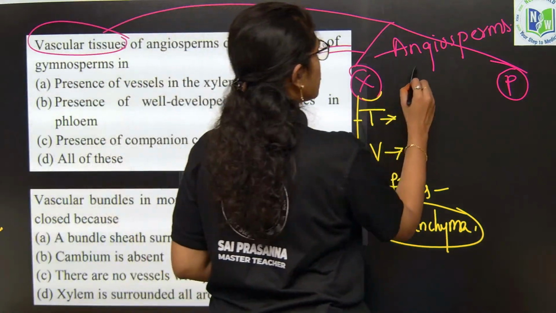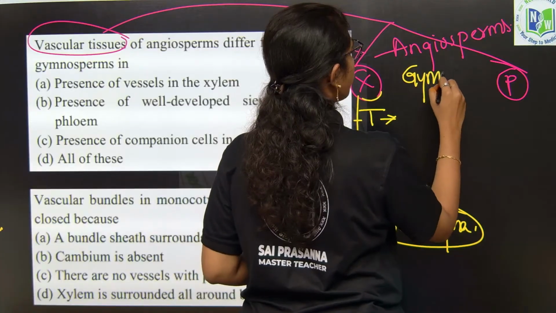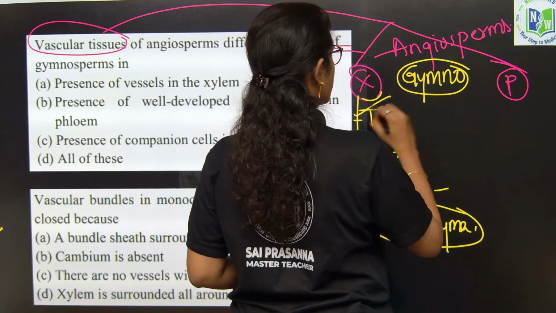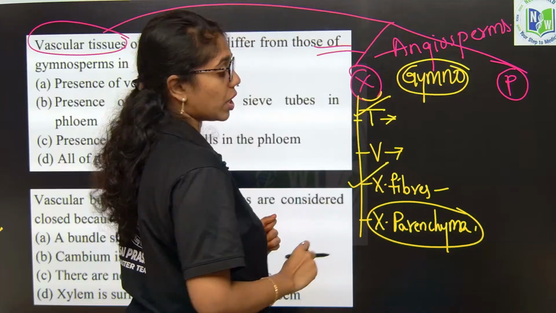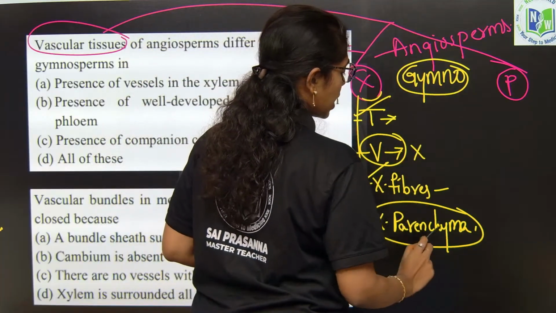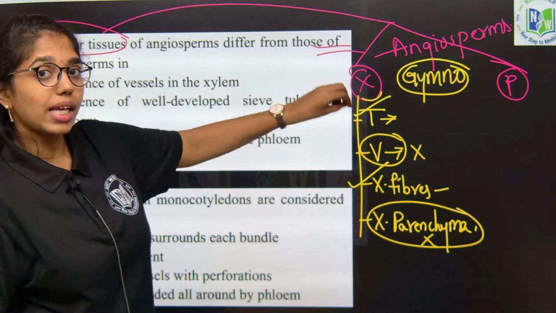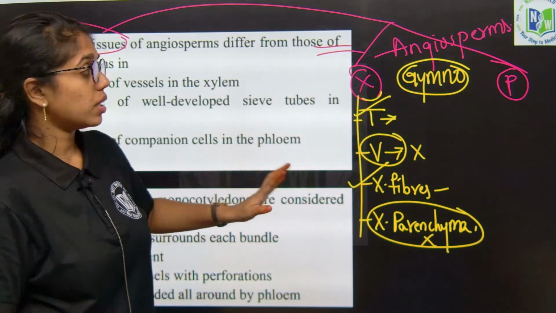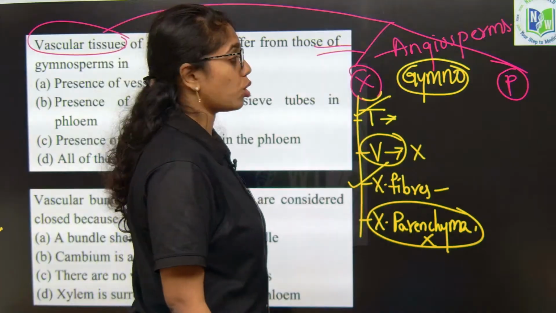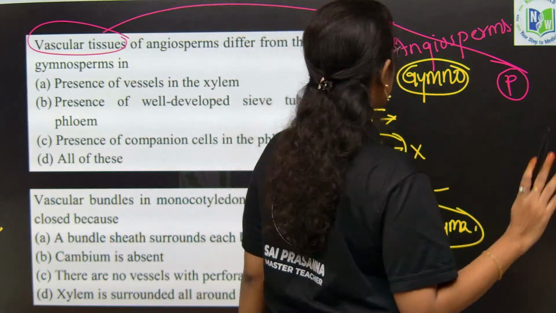Whereas in gymnosperms, only tracheids will be present, xylem fibers will be present, vessels are absent, xylem parenchyma is also absent in gymnosperms. That is about the xylem tissue in the vascular bundles. Let us look into the phloem tissue also, both in angiosperms and gymnosperms.